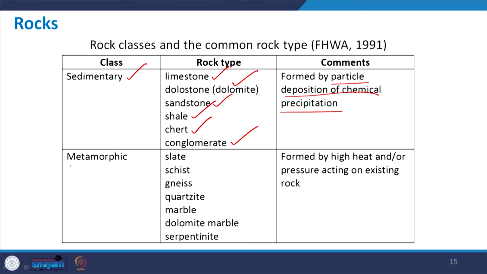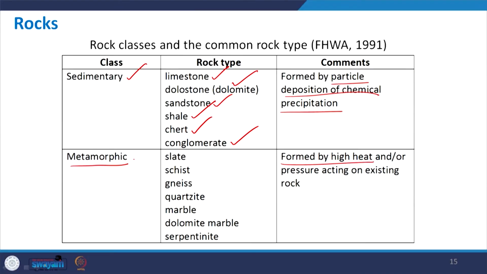Then the next class is metamorphic. When the existing rock is subjected to high heat or pressure or both, then metamorphic rocks are formed. Some of these rocks include slate, schist, gneiss, quartzite, marble, dolomite marble and serpentinite. Okay, so these are three different classes and some of the rock types which fall under each of these classes, that is igneous, sedimentary and metamorphic.